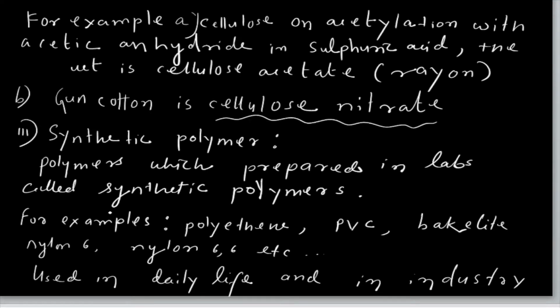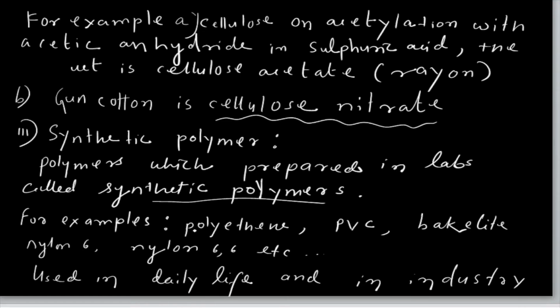Then come to synthetic polymer. What does synthetic mean? Totally man-made, totally prepared in the lab with the help of human beings, with the help of scientists. Polymers which are prepared in the lab are called synthetic polymers. Is it totally clear? Semi-synthetic is half man-made, half from chemical, and natural polymer is from nature, plants and animals. Synthetic is man-made in the lab. For example, polythene. These are generally used in our daily life.